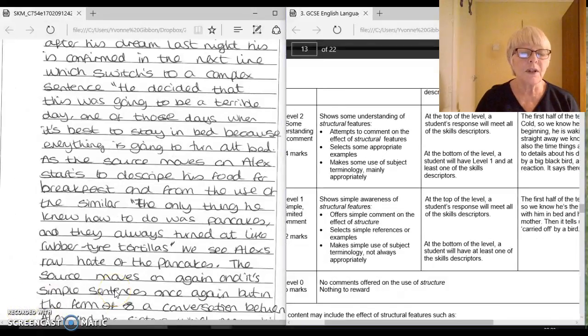So unfortunately, although you've made some good points, the points that you've made should really have been an answer to question 2, not question 3. So for that reason, and because you've not really talked about the structure much, it's going to have to be the bottom end of level 2, which would give you 3 out of the possible 8 marks for this question.